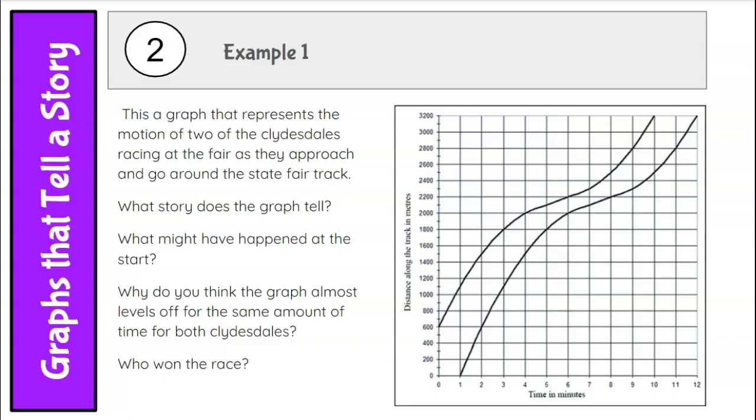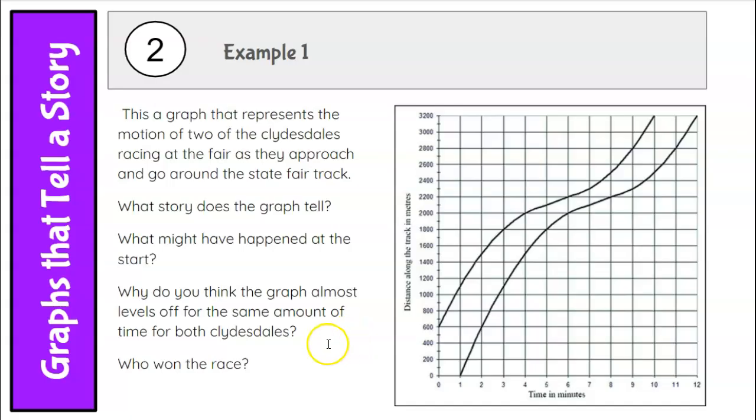Some things you might want to consider is what happens at the start. Why do these two things start at different places? Perhaps this Clydesdale at time 0, they already started 600 meters down the track. And this Clydesdale didn't start. Maybe it needed a little bit of a kick to get it going because it didn't start the race until 1 minute in. Do you see that? This one started right away, but it also started 600 meters down the track. This one waited a minute before starting, but then got going.